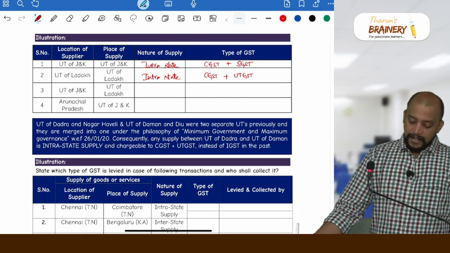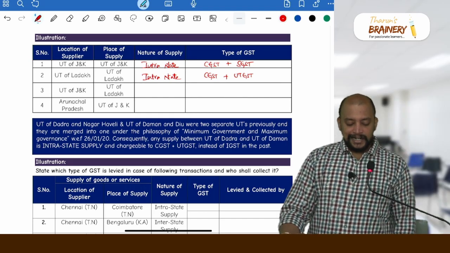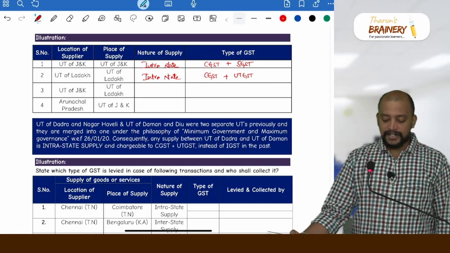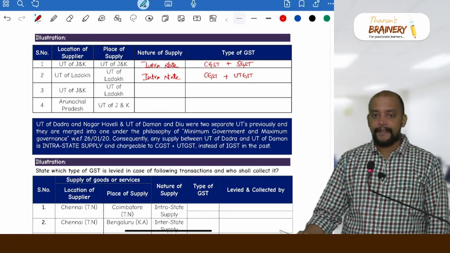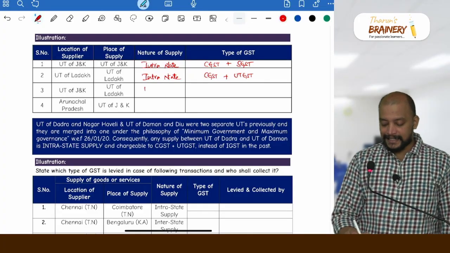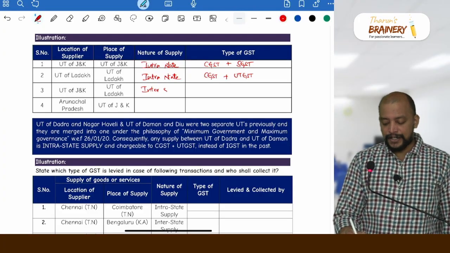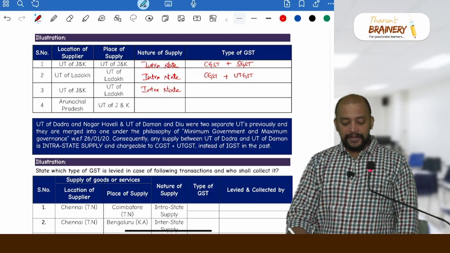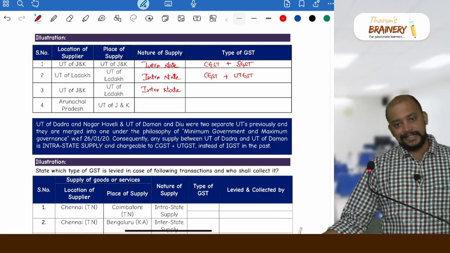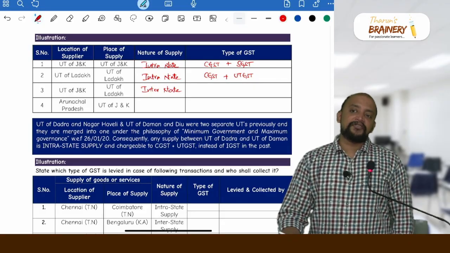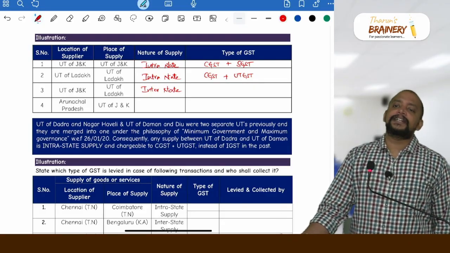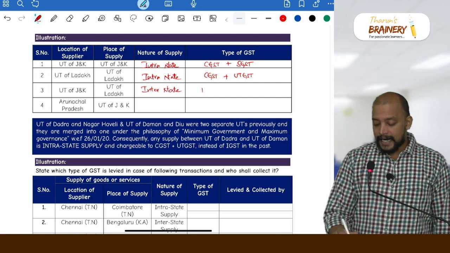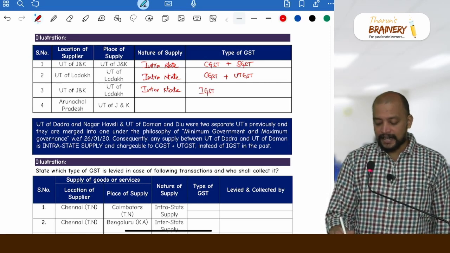Then third, location of supplier, Union Territory of Jammu and Kashmir, and place of supply, Union Territory of Ladakh. What is the nature of supply? Intra or inter? Inter. One state and one Union Territory or two Union Territories, it is inter. What is the type of GST? IGST. Will it be shared 50% with anyone or completely retained by central government? No. 100% retained by central government.